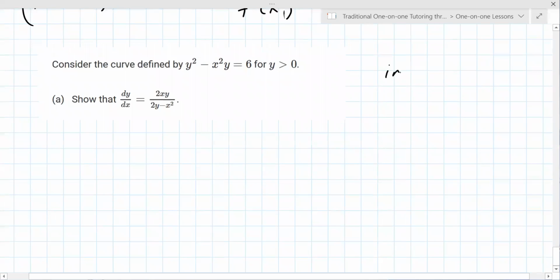So the first question here is an implicit derivative. Whenever you see x and y's on the same side, it's an implicit derivative.